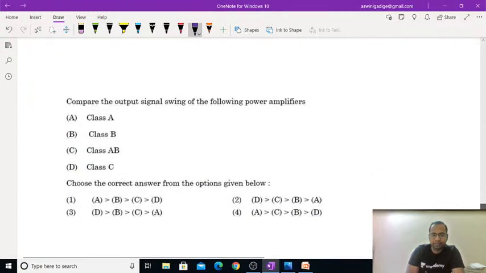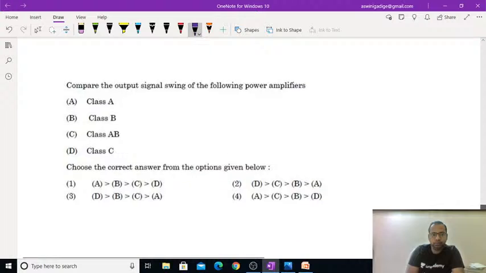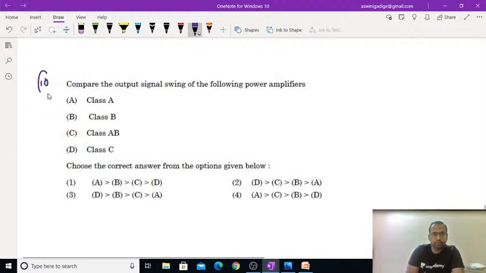Can we go to the next question? Tenth question. While coming to the 10th question, compare the output signal swing of the following power amplifiers. Of course, there are different power amplifiers, class D and class C also, but these are the basic power amplifiers.